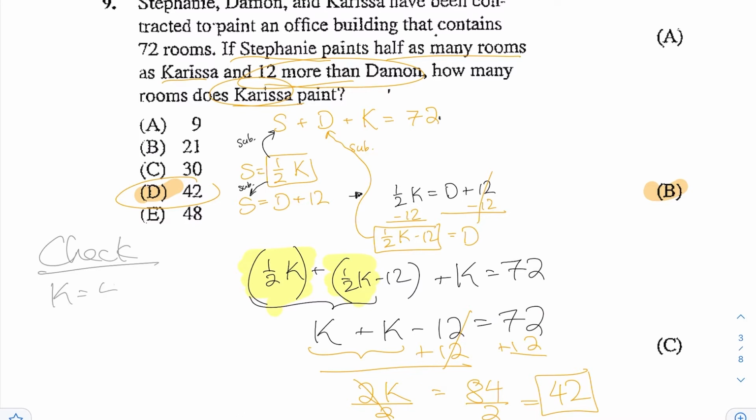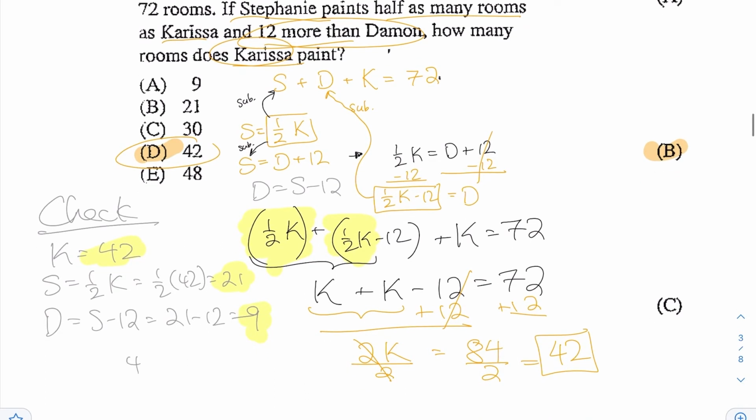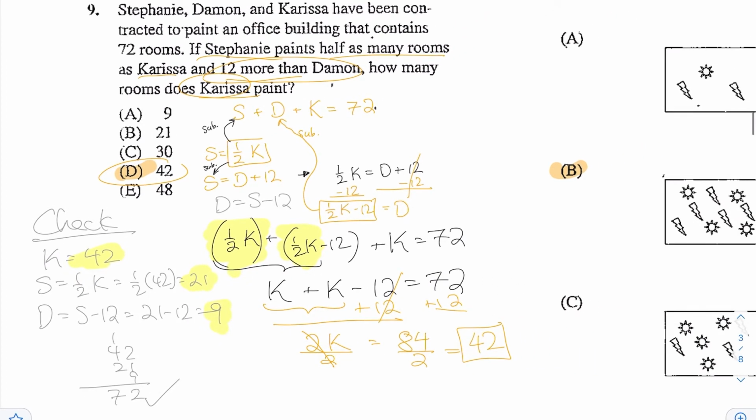Now we should always double check here, especially when we have a system of equations. If K is equal to 42, you know that S is equal to half of K, which is going to be 1/2 of 42, which is equal to 21. And then S is equal to D plus 12. So you can also rewrite this as D is equal to S minus 12. So that's going to be 21 minus 12, which is equal to 9. And if you add 42 plus 21 plus 9, that should give you 72. And that's exactly what you get. So you know that everything is correct.